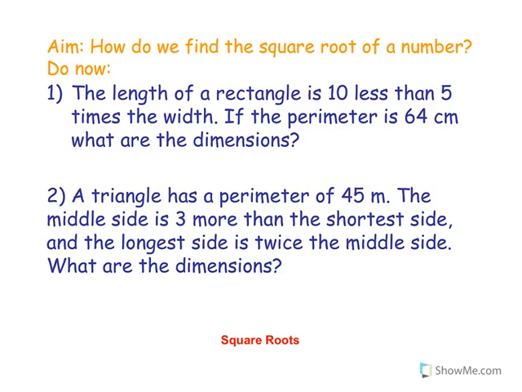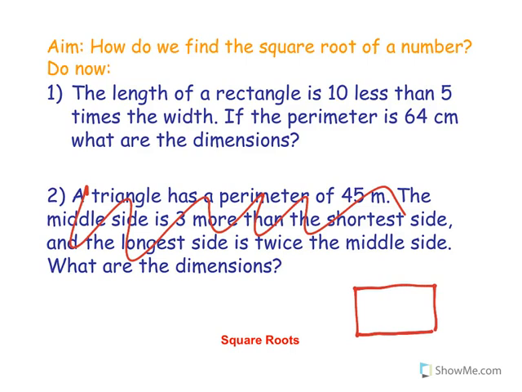So let's do a little review of something we've done a while ago, and let's see how much we remember. So we don't need to do number 2. But let's look at number 1. The length of a rectangle is 10 less than 5 times the width. The perimeter is 64. So I'll draw my little rectangle here. And we're, of course, going to call the width x. And it says the length is 10 less than 5 times the width. So this is 5 times the width, and this is 10 less.